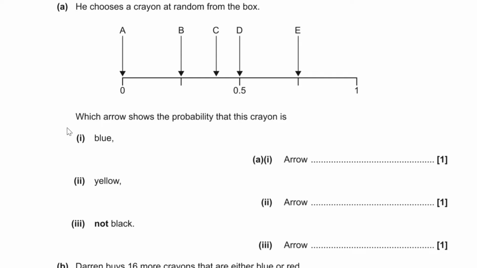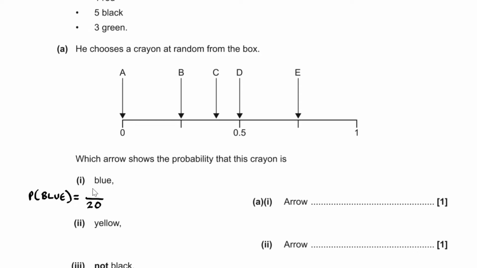Well, if we find out the probability that we have a blue, well, there's 20 counters in total, and of those which are blue, we've got 8. And this simplifies to 2/5. 2/5 is the same as 0.4. So the arrow which shows 0.4, well, here we've got 0.5, here we've got 0, here between 0 and 0.5 we've got 0.25, so therefore here would have 0.4. So therefore we have arrow C.